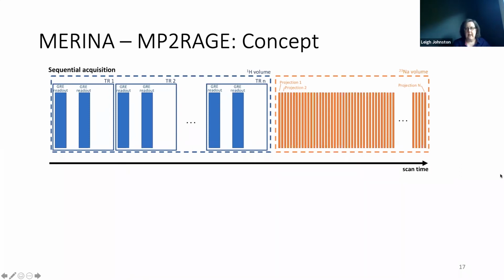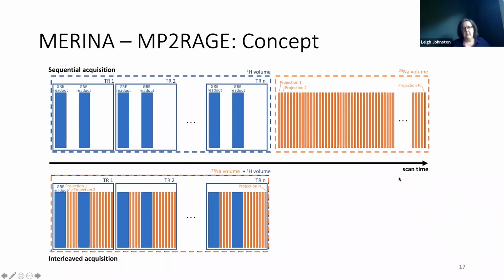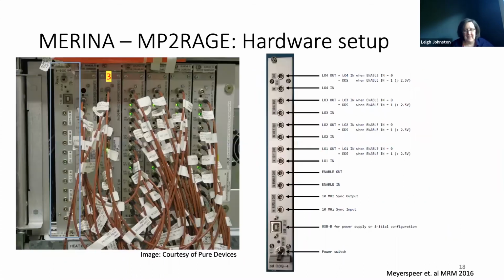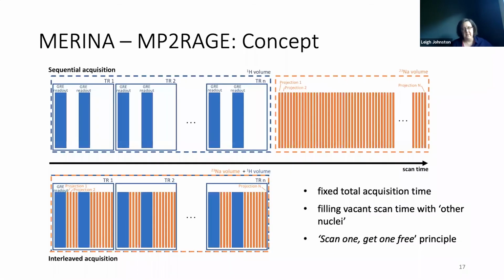We want to take that and instead interleave it into the MP2RAGE, because that then means that we get two for the price of one. So we've got a fixed total acquisition time, and we're filling up that scan with the sodium. Scan one, get one free. That was our principle. All right. So I show this not for any particular reason, but to say you'd think that this would be easy, right? So we have these concepts, right?